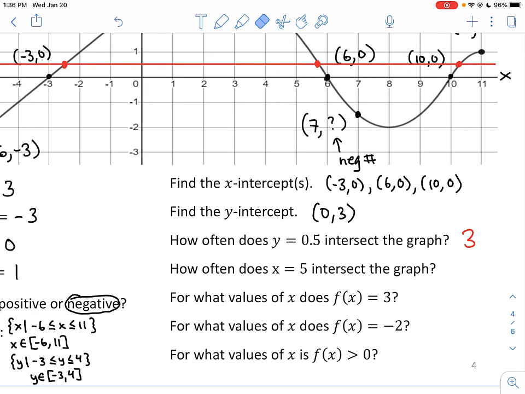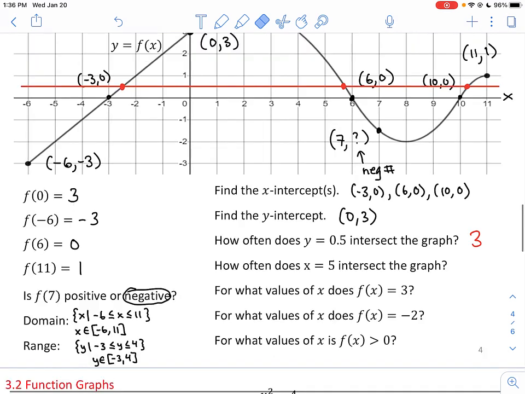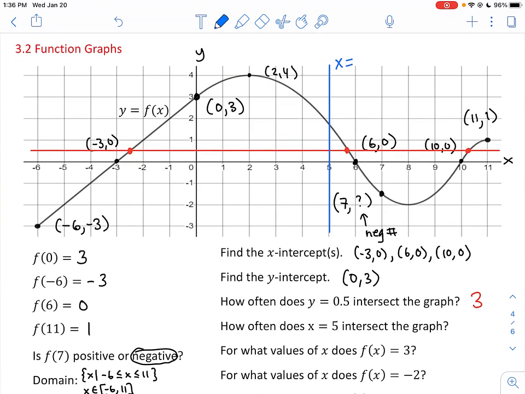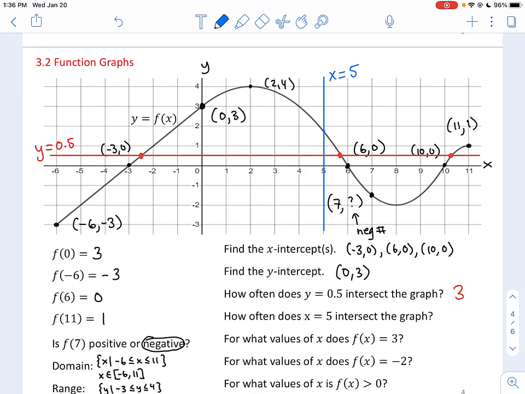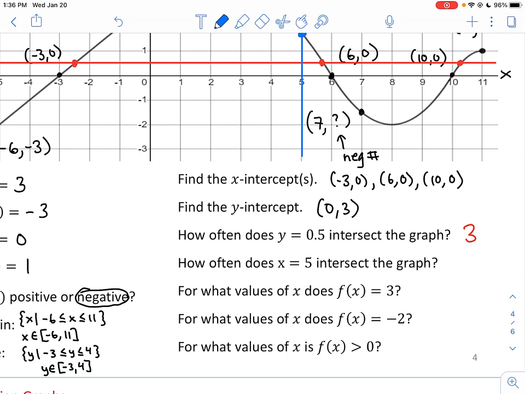How often does x equals 5 intersect the graph? Well, x equals 5 is a vertical line. Right? This is x equals 5, and the horizontal line was y equals 0.5. How often does x equals 5 intersect the graph? Well, only once right there. And this answer could only be 1 or 0 because this is a function of x. It can't be multiple points of intersection on a vertical line when you have a function of x.